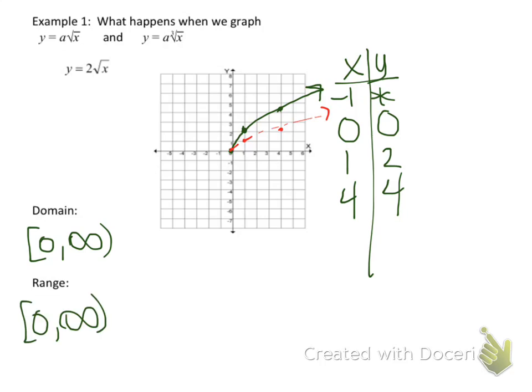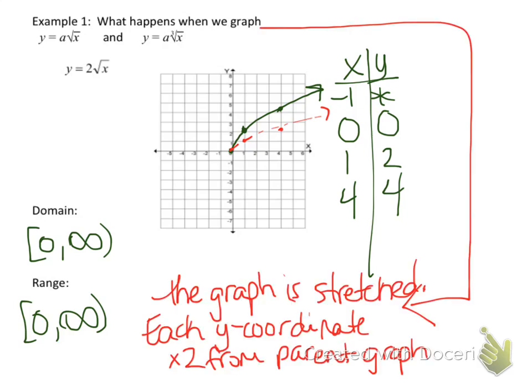as positive infinity. So what does that number out in front do? It basically is going to stretch the graph. Each y coordinate is multiplied by 2 from the parent graph. So if you look at your t-charts, your y coordinate has been multiplied by 2.